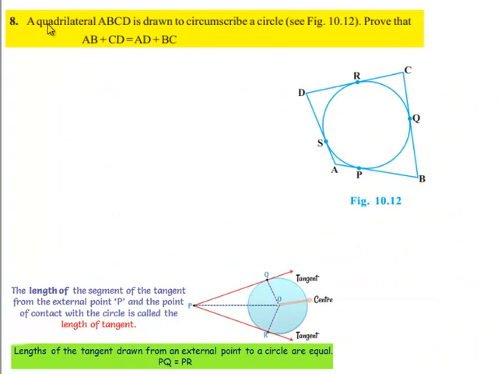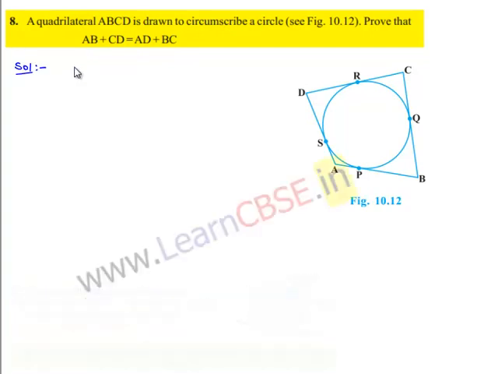Moving on to the 8th question. A quadrilateral ABCD is drawn to circumscribe a circle. Prove that AB plus CD is equal to AD plus BC. Now moving on to the solution. Here, given that ABCD is a quadrilateral and it is circumscribed by a circle which touches the quadrilateral at points P, Q, R, S.